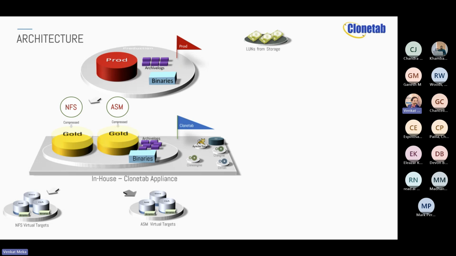But not every customer would get that compression. So if you have enabled encryption like TDE or something like that, you may not get any compression in the gold image, but within the target environments, you still get the savings. So using this, you can create your ASM virtual targets. And if you don't have rack on some of the environments, then you can have NFS virtual targets. So this is how we can service your multiple business needs, some being on the rack, some non-rack, and so on.